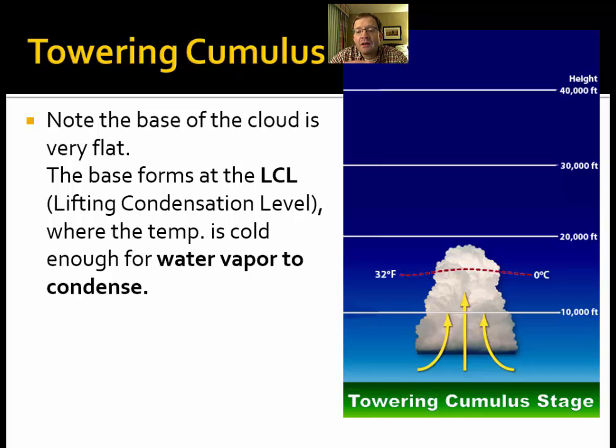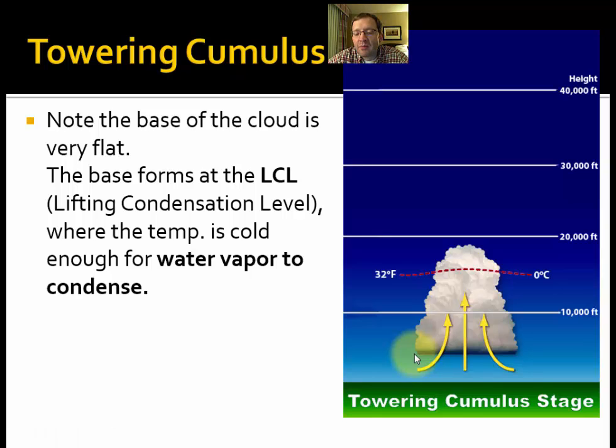So once the cloud begins to form, it forms a flat bottom at its LCL, what we call the lifting condensation level. So as air is lifted vertically, it begins to condense at a very precise level. So you see it right along the bottom of the cloud. This is why so many clouds that are this type are very flat on their bottom.